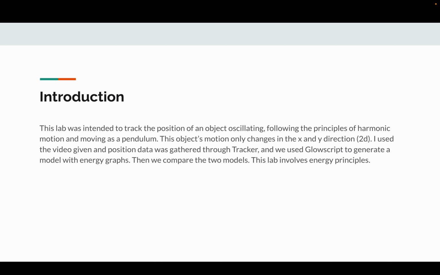So this lab was intended to track the position of an object oscillating, and it follows the principles of harmonic motion, and the object moves as a pendulum. The object's motion only changes in the x and y direction, so 2D, and I used the video given in the lab instructions, and the position data was gathered through Tracker, and GlowScript was used to generate a model with the energy graphs needed. Then we compared the two models, and this lab involves the use of energy principles.